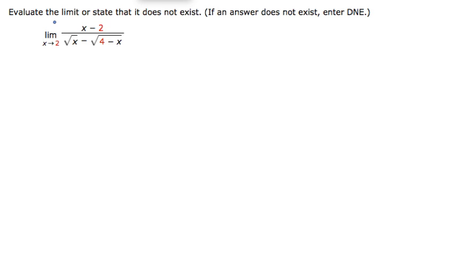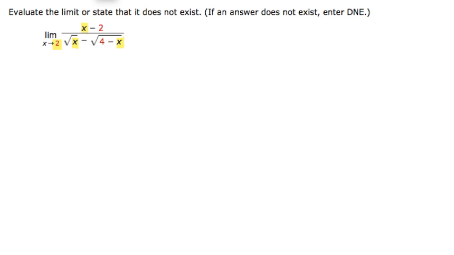Okay, in this problem we want to find the limit as x approaches 2 of x minus 2 over the difference of the two radicals, square root of x and square root of 4 minus x. Now if you attempt to take the limit right away by plugging in 2 for x there, there, and there, you're going to get 0 divided by square root of 2 minus square root of 2, which is also 0.